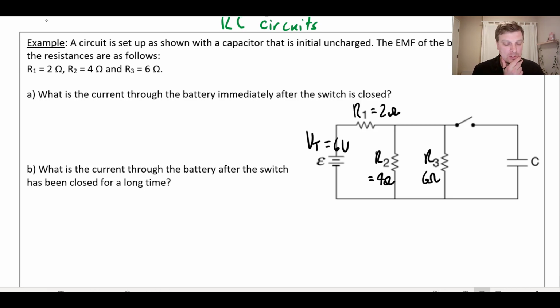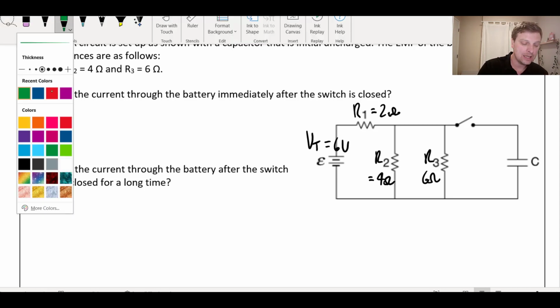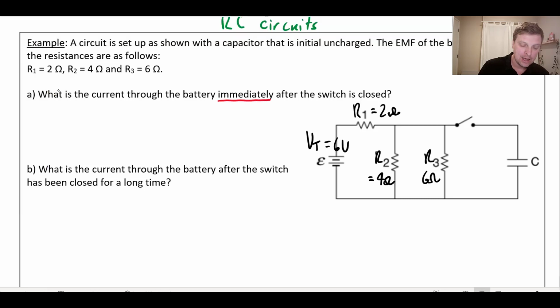What we're looking at here is it says, what is the current through the battery immediately after the switch is closed? And this is a really, really key point: immediately after the switch is closed. So let's think about this. When I close that switch, and I mean this switch right over here, look at what happens.